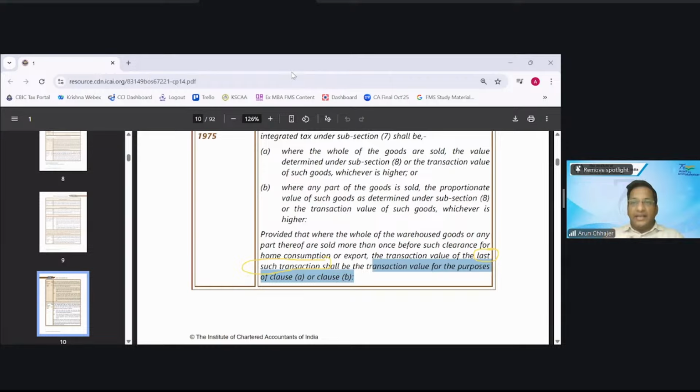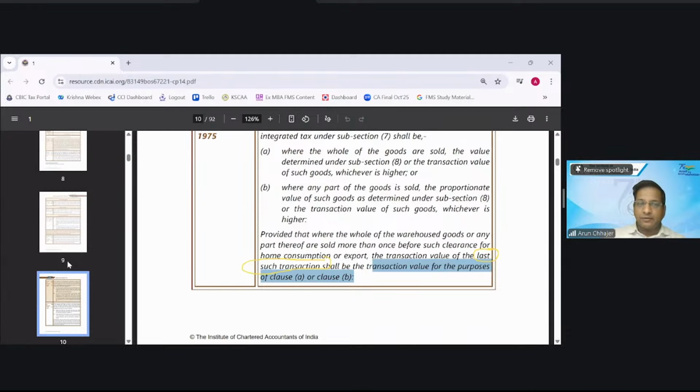So now if I am a supplier, I have warehouse goods, but I have sold before filing the bill of entry for home consumption to you. Like Sanjay, I have sold to you before filing the entry for home consumption. So will it be taxable in my hand? Answer is no. But once you file the bill of entry for home consumption, you have to pay the respective IGST. ठीक है?